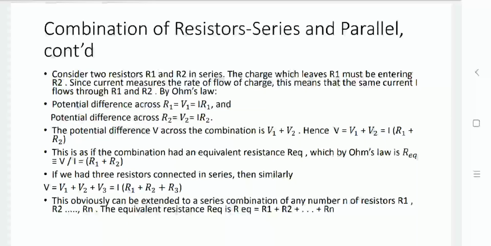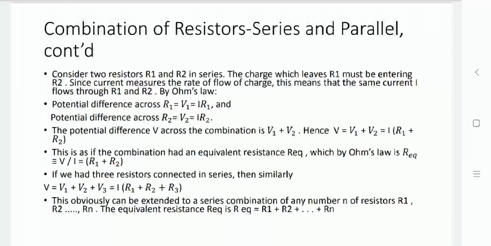Likewise, the same process we can apply for a series combination of three resistors, and we obtain R equivalent equals R1 plus R2 plus R3. Likewise, for any number of resistors connected in series, we get the same equation: the equivalent resistance for a series combination equals the summation of the individual resistance values. Here, as it is a summation, we can understand that R equivalent is higher than the highest value among the individual resistors.